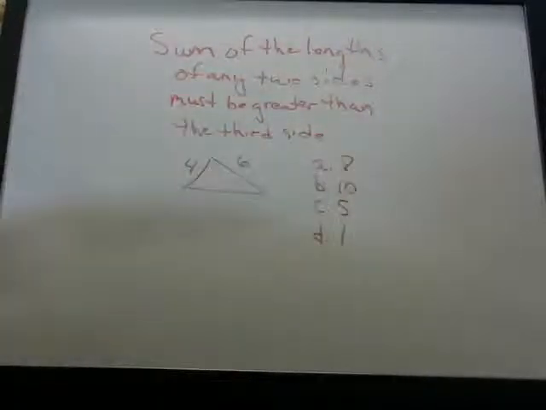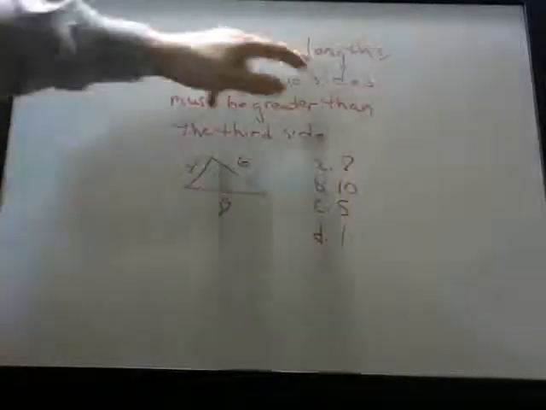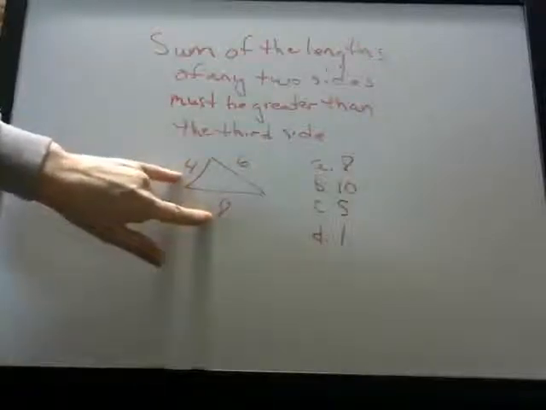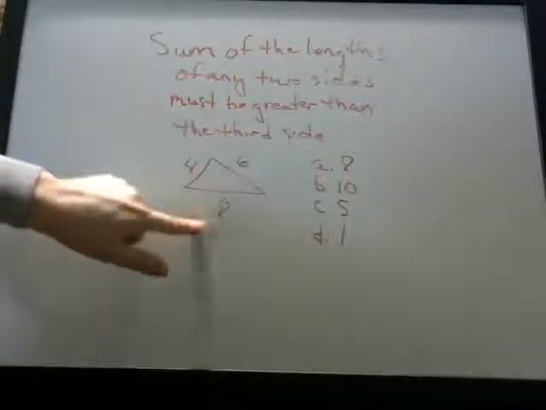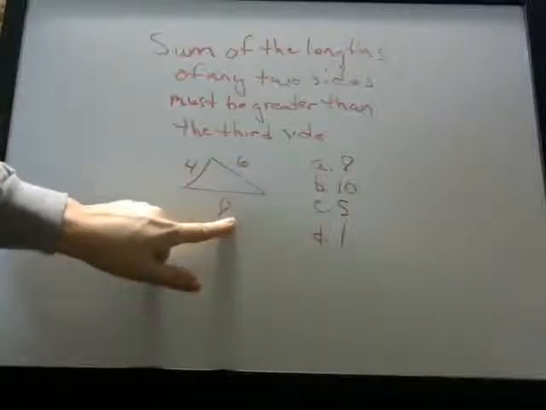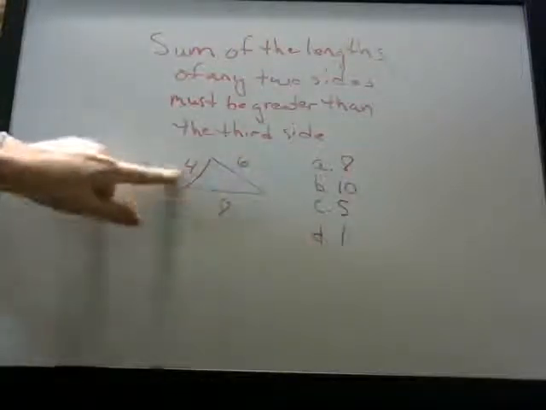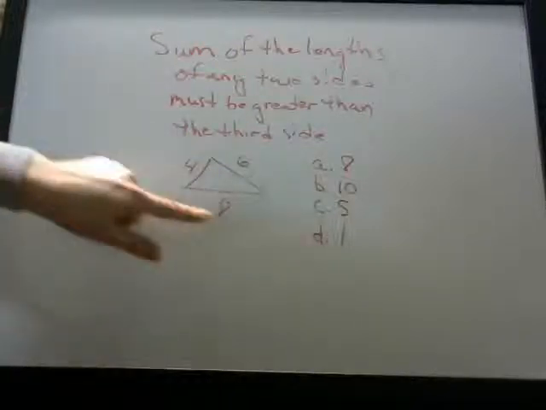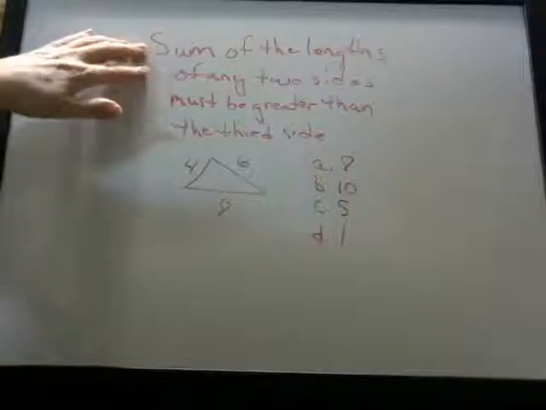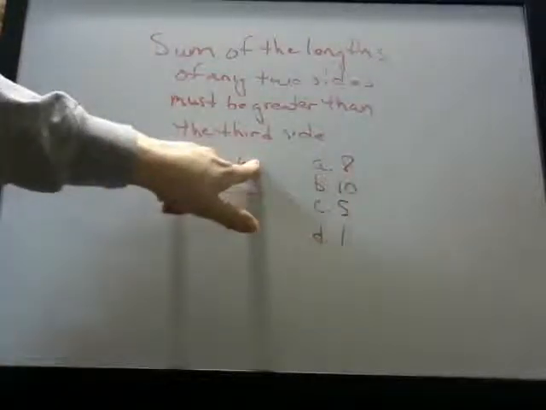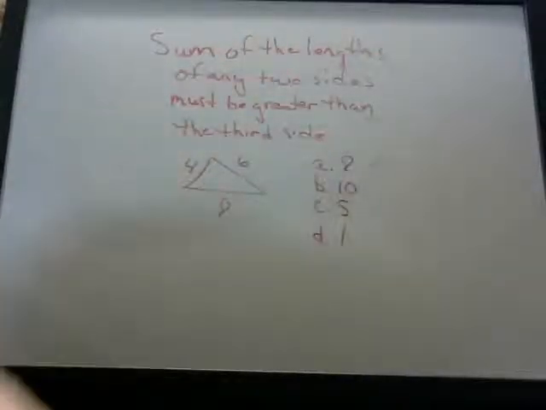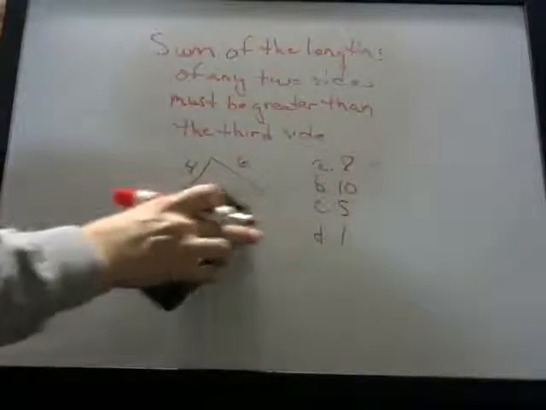Well, can it be length 8? The sum of the lengths of any two sides must be greater than the third side. So if we add up these two sides, it's 12. That's greater than 6. If we add up these two sides, it's 14, because 6 plus 8 is 14. That's greater than 4. If you add up these two sides, 4 plus 6 is 10. That's greater than 8. So the sum of the lengths of any two sides, remember sum means addition, is greater than the third side. So the length of this side could be 8 because that matches up.